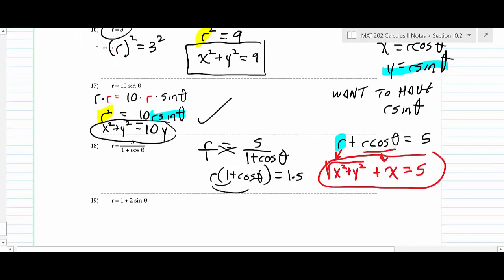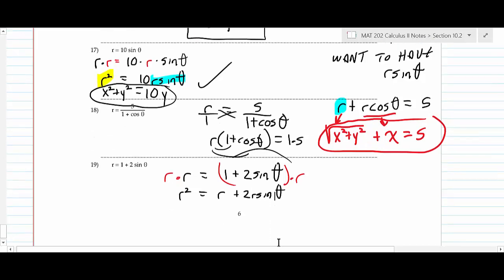Okay, so keeping that in mind, what do you want to do to both sides of this equation so that you get an r sine theta? Multiply by r. That's the whole key. You do that all the time on these equations. If you don't do that, you'll never get anywhere. So this gives r squared equals r plus 2r sine theta, like that. Now you're ready to substitute.